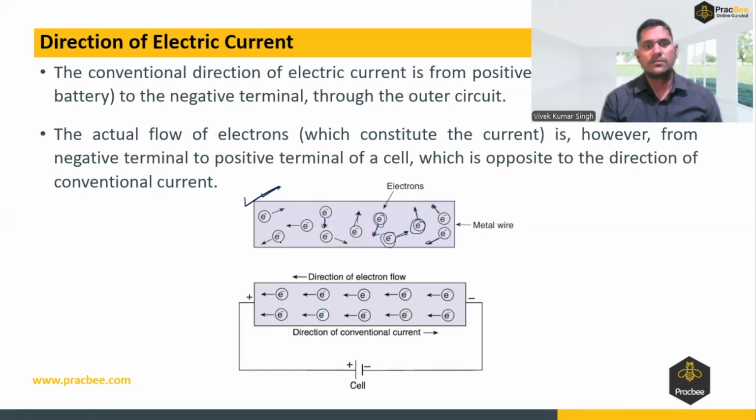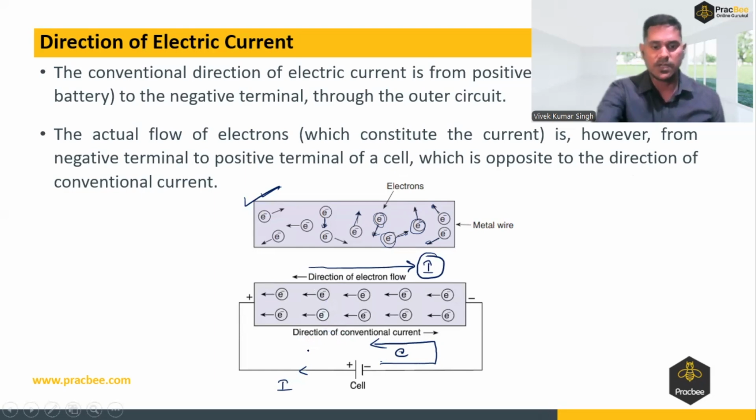But if we connect this wire with the cell or battery, then the electrons start moving in a particular direction. So electrons will always flow from the negative terminal to the positive terminal, and the current always flows from the positive terminal to the negative terminal. This direction of current, from positive terminal to negative terminal, is called the conventional direction of current. And the electrons always flow opposite to the direction of conventional current.